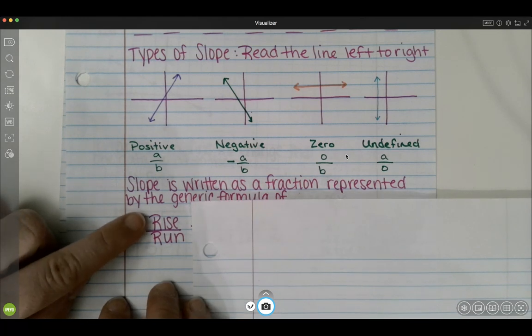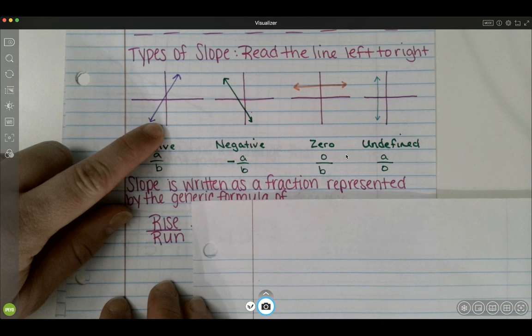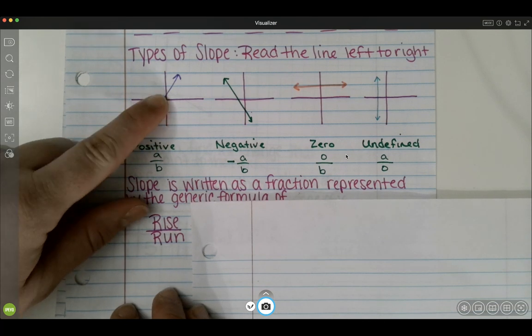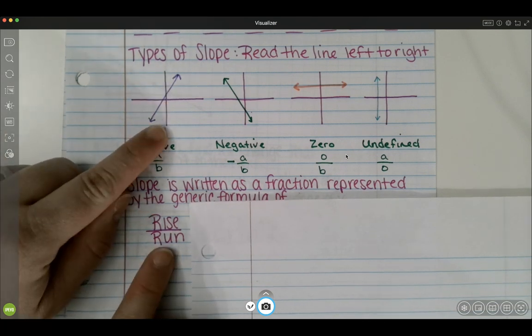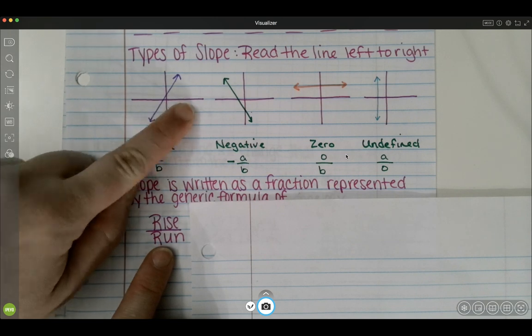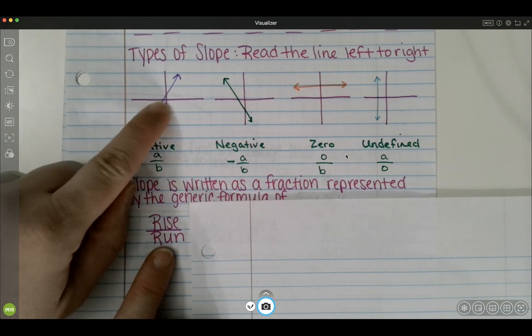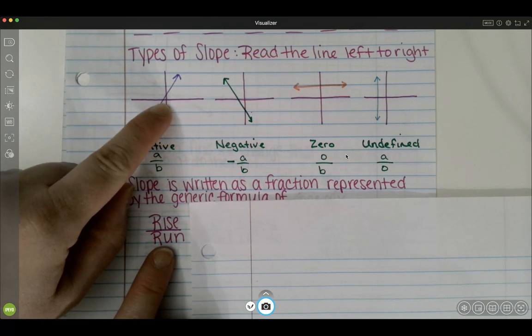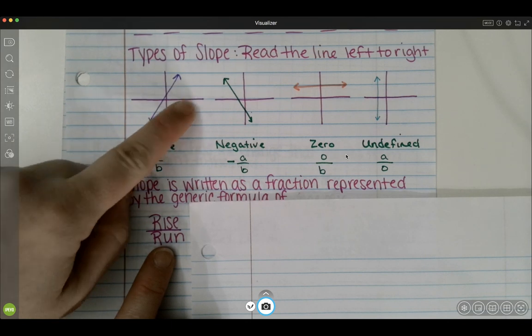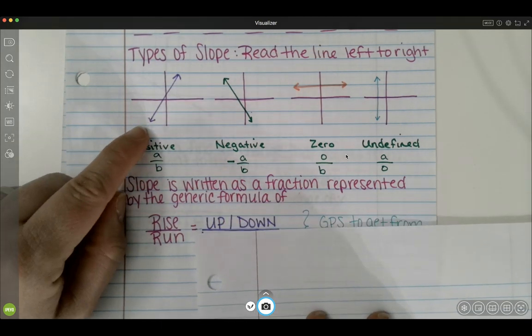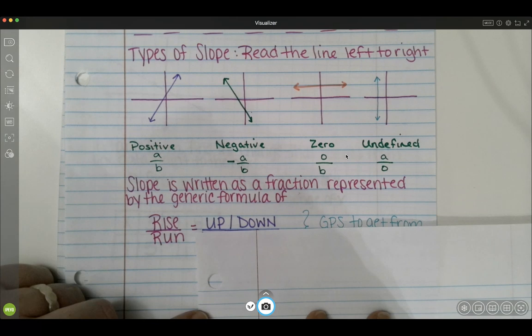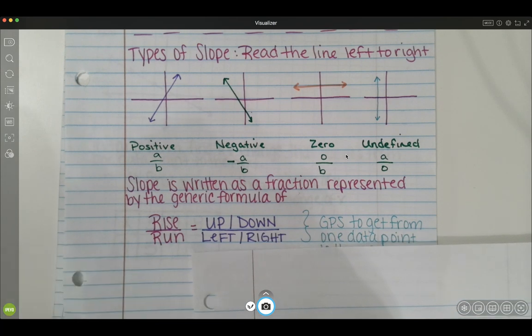Well, y is my up-down. That's the rise, going up or going down. My change in x is my run. Running is left and right, and that's dealing with my x. Therefore, it's rise over run. We need to understand that rise is always going to represent our up-down motion, and run is going to represent our left-right.